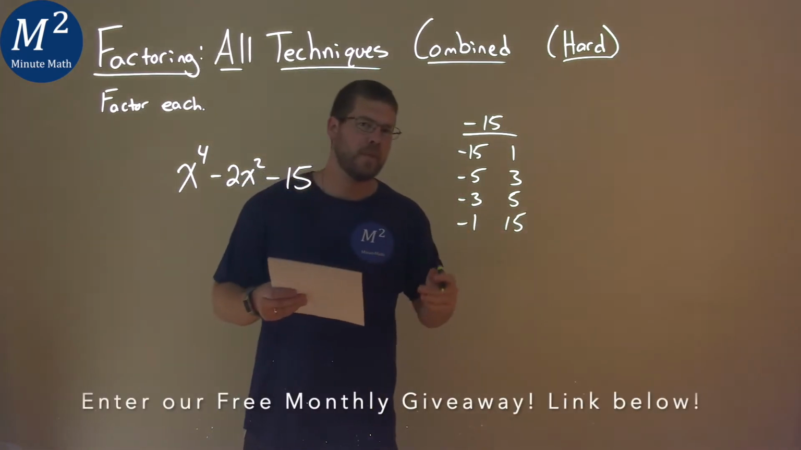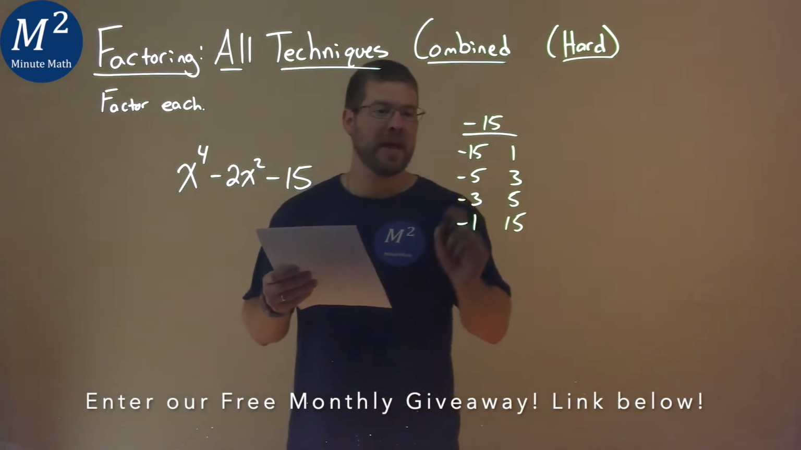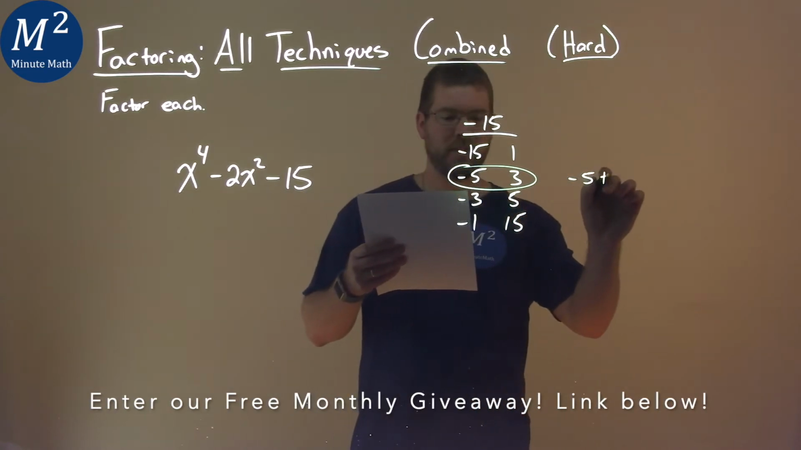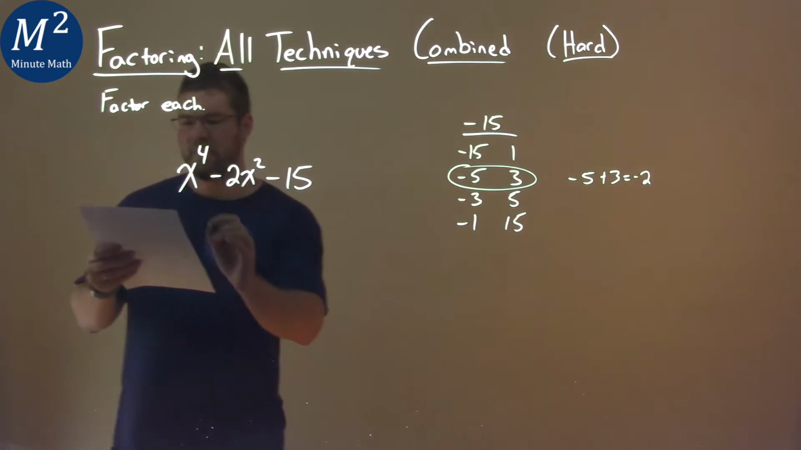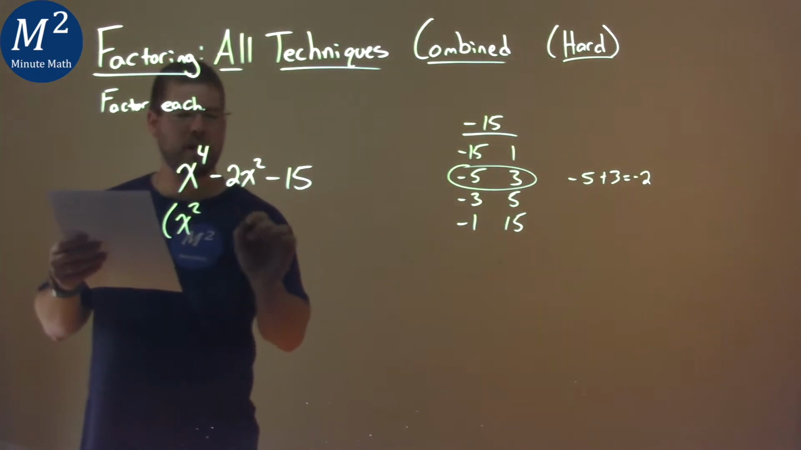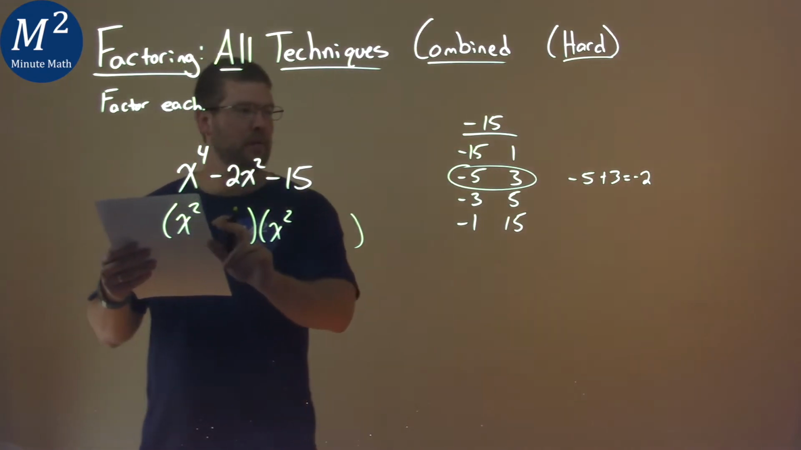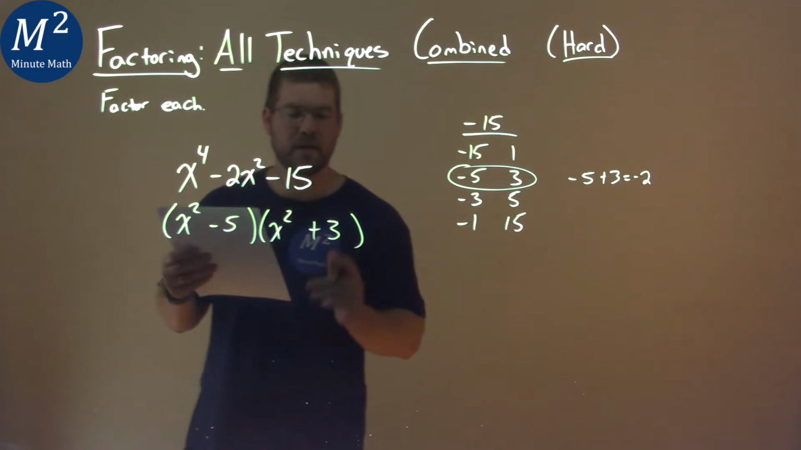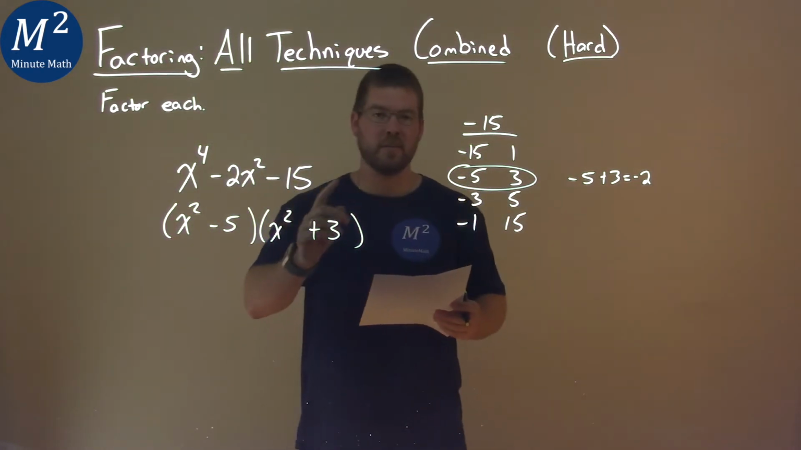Now with all of these pairs, we want to see which ones add to be our b value, which is negative 2. And that's the negative 5 and positive 3. Negative 5 plus 3, if you need to see it, is negative 2. So with that information, we know it's going to have some form of x squared. Don't forget that, x squared, like that. And then we have the minus 5 here, and the plus 3. And so our final answer here is x squared minus 5 times x squared plus 3.